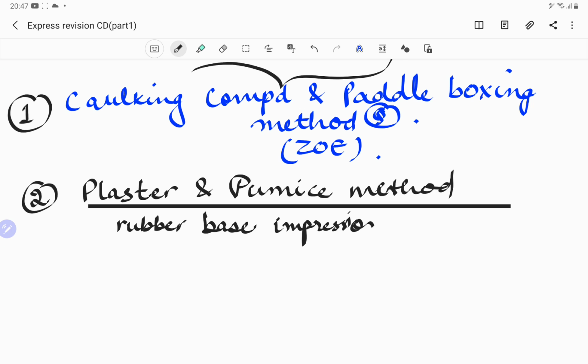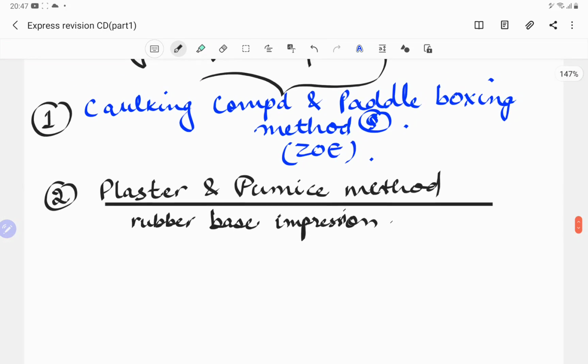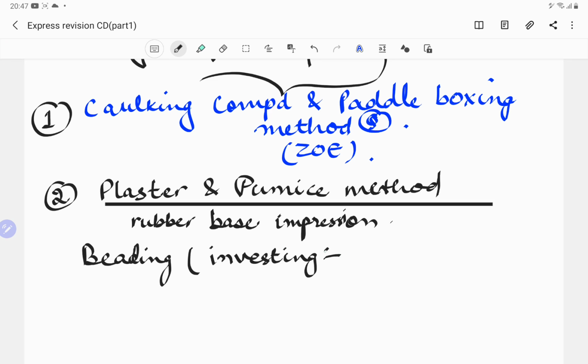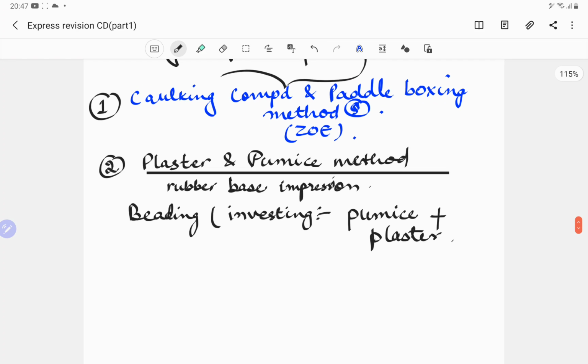So in that case, we are going to invest the impression, which we call the beading. So beading is investing the impression into the investing medium, and the investing medium, that is the boxing, right? So boxing is the investing medium, which is our pumice and plaster combination. So that is why it is known as plaster and pumice. The medium we are going to invest the impression in is a combination of the pumice and the plaster.